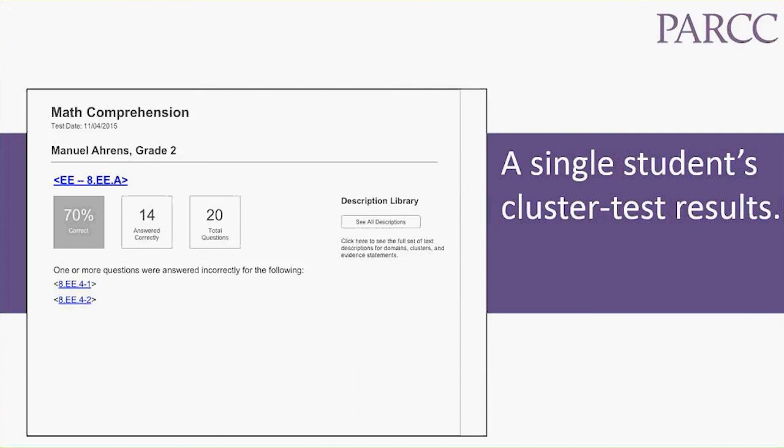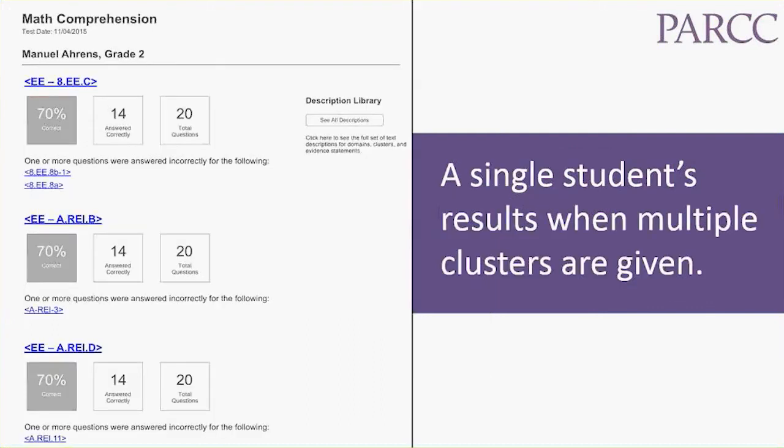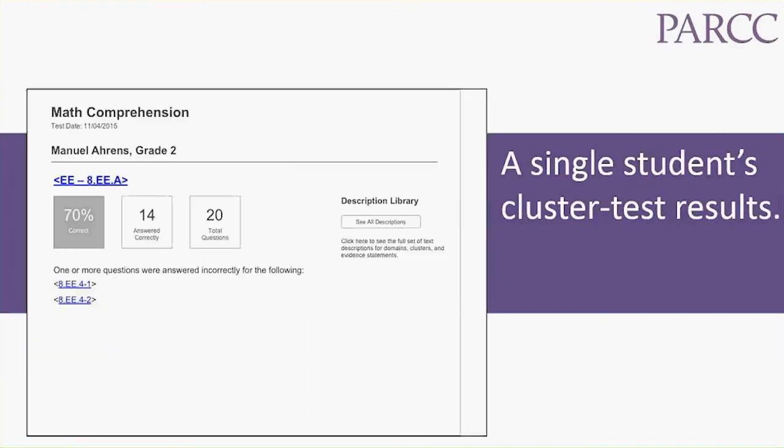You'll notice at about a third of the way down the report, you'll see in triangular brackets EE-8.ee.a. That's the name of the cluster level test. Here it's 8th grade expressions and equations cluster A, so that you'll know exactly which report you're looking at for Manuel in this case. In the math fluency, actually we're going to stick with math comprehension, so you can see, the next slide, please.